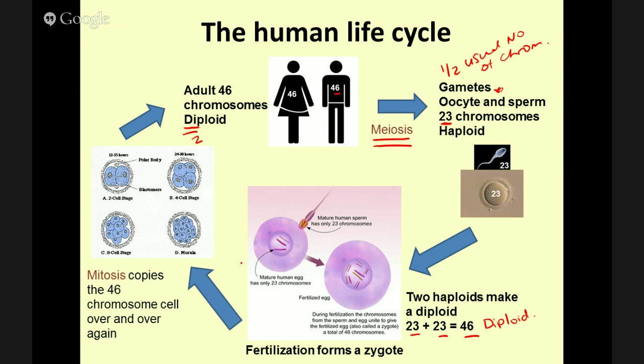And then you copy your zygote by mitosis repeatedly. Here's what an embryo looks like when it's forming: 2 cells, 4 cells, 8 cells, and so on, until you get this ball of cells, which is going to become the embryo. Then the embryo keeps developing into a fetus. Eventually it's born, and then you've got the baby, and then it's going to grow up to become an adult and have children of its own.